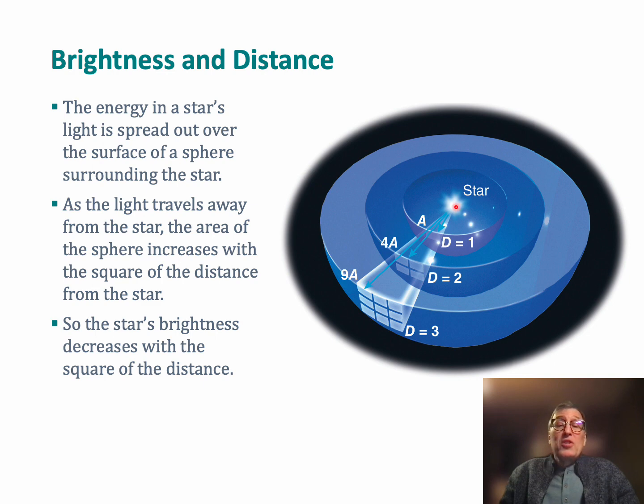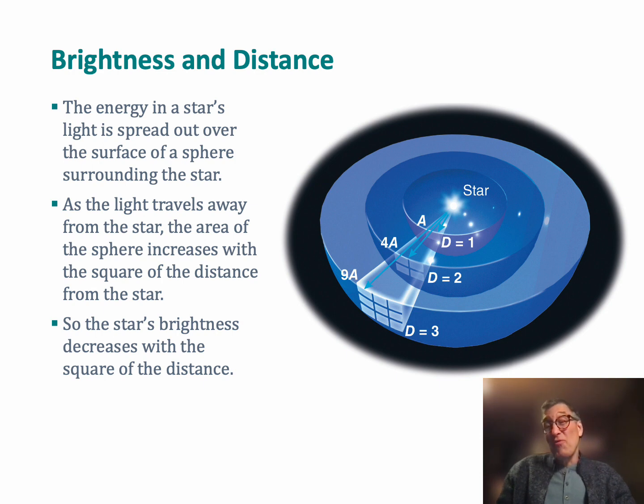The light from a star spreads out as it moves away. The light comes in from a star, it spreads out in a spherical way. So the same amount of light is spread out as you move away from the star over spheres of different areas. When we're close to the star here, we've got distance equal 1. All that light is passing through this sphere. We move to distance equal 2. That same amount of light is now spread out over a much larger sphere. And at distance 3, the light is spread out over an even larger sphere.